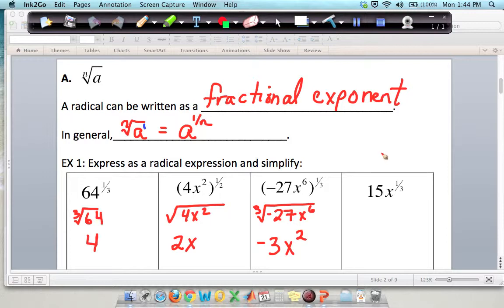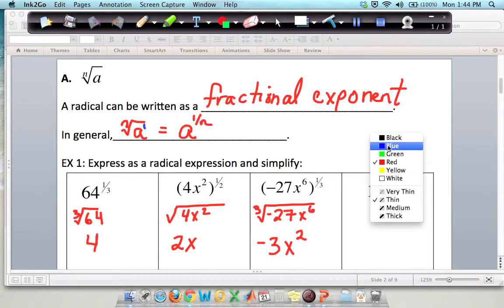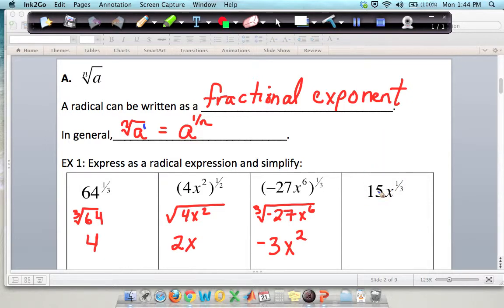Now this last example, we have 15x to the 1/3. There's no parentheses here, which means 15, remember, is raised to the first power. It's only the x that's raised to the 1/3 power. So when you write this, the 15 should be out of the radical sign, and then the x is inside the cubed root. So 15 times the cubed root of x.